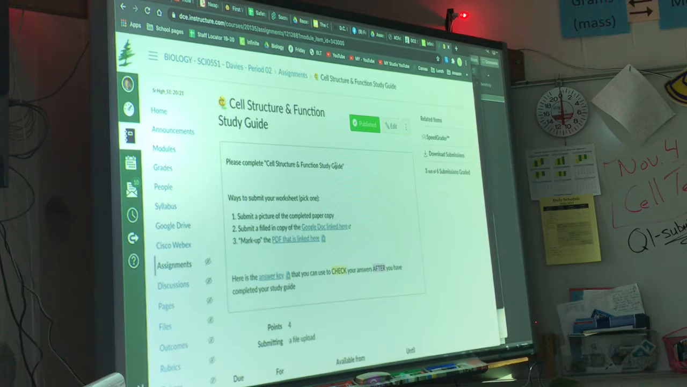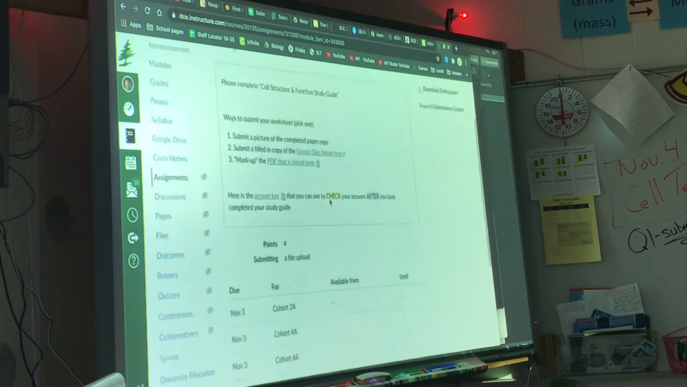And if we take a look at this assignment, again, there's a Google Doc if you want to do it on Google Docs. There's a PDF if you want to do a PDF. If you want to take a picture of it, that's all up to you. But we also posted an answer key for you to check your answers after you've completed the study guide. The purpose of giving you the answer is twofold. One, so you can check it to make sure you're doing it right, or if you say, I have no idea what they're trying to ask me to do, oh, that's what they meant for that one. That's the intent of that answer key. Don't turn in my answer key, because I already know what my answer key looks like.